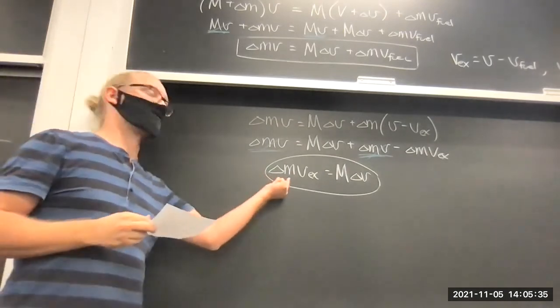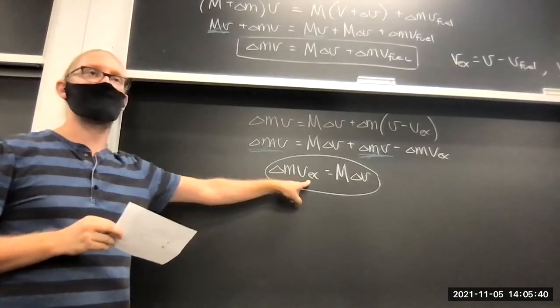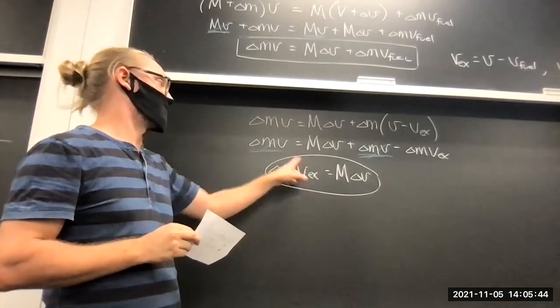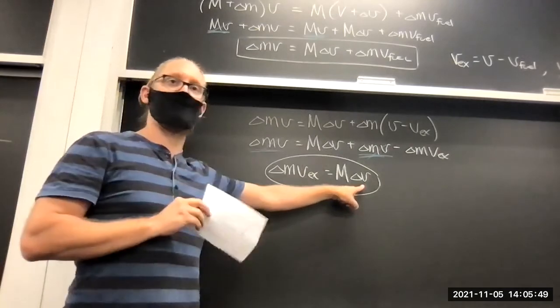We're losing some amount of mass. That mass has some relative velocity with respect to the rocket. That, right, this is delta m times v ex, is equal to the mass of the rocket times the additional speed that that rocket gets.